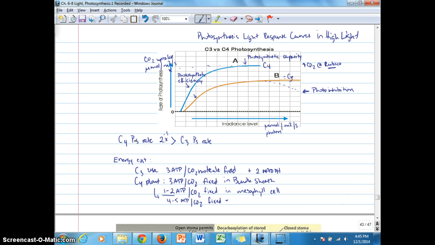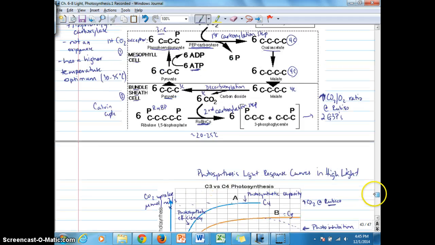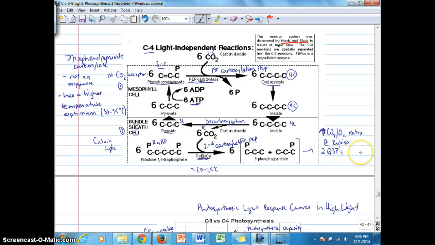Now, if we reflect back on the usefulness of C4 photosynthesis, remember we initiated this discussion by talking about photorespiration, which in C3 plants becomes more prevalent when the ratio between CO2 and oxygen declines. In other words, there's more oxygen outcompeting carbon dioxide for binding sites with Rubisco. If we look back at our two-step process, what's happening in the mesophyll cell is capturing CO2 so that it can be delivered to the bundle sheath cells where Rubisco is located and can have that high CO2 concentration.